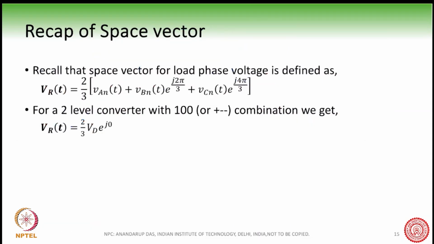Now, let us talk a little bit about the space vectors. Okay. Now, in the space vectors, if you remember, we had defined space vectors as something like this. So, we take the three phase voltages VAN, VBN, and VCN, and we multiply them like this. Okay. For a two-level converter with a 100 combination, what we got was that V_ref was 2/3 Vd at an angle of 0 degree.